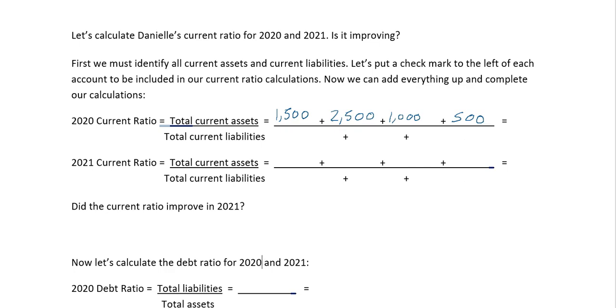Now we're going to move down to our current liabilities for the 2020 year. We'll start with 1,000 in accounts payable. We have 2,000 in salary payable, and we have 2,000 more in interest payable. So we're going to add across the top and add across the bottom and divide the numbers by each other. We should get a current ratio of 1.10.